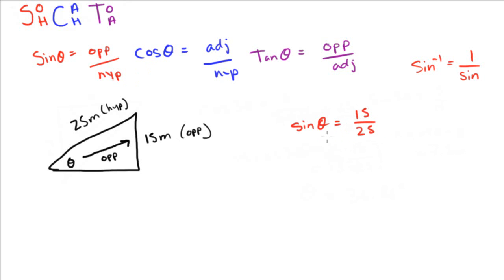But the thing is, we are solving for the angle. So the angle will have to equal sine inverse of 15 over 25. Now this sine inverse does not equal 1 over sine.